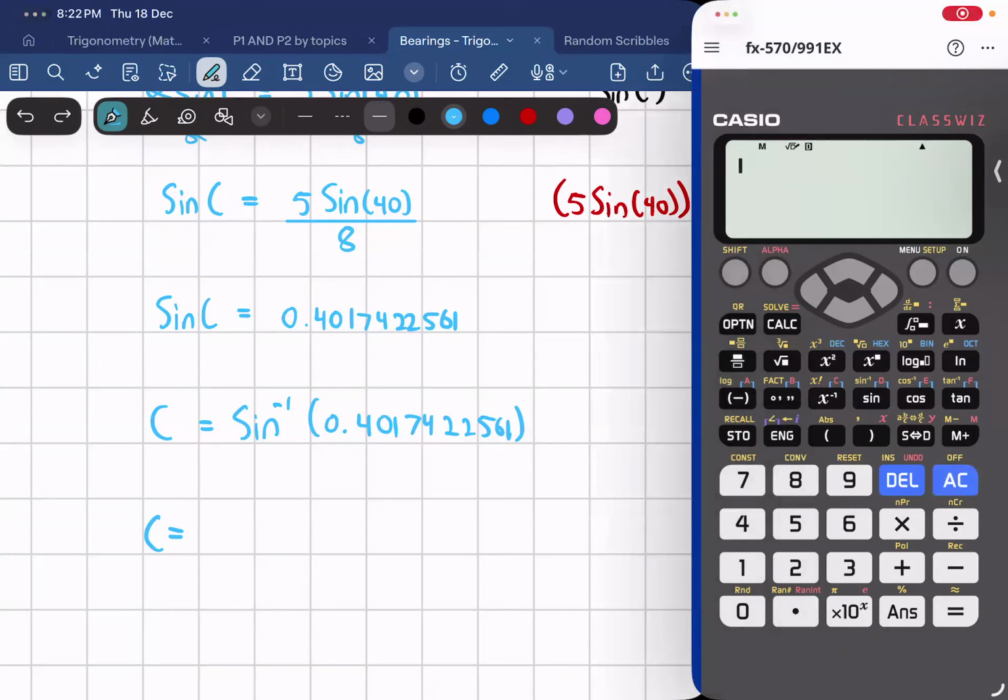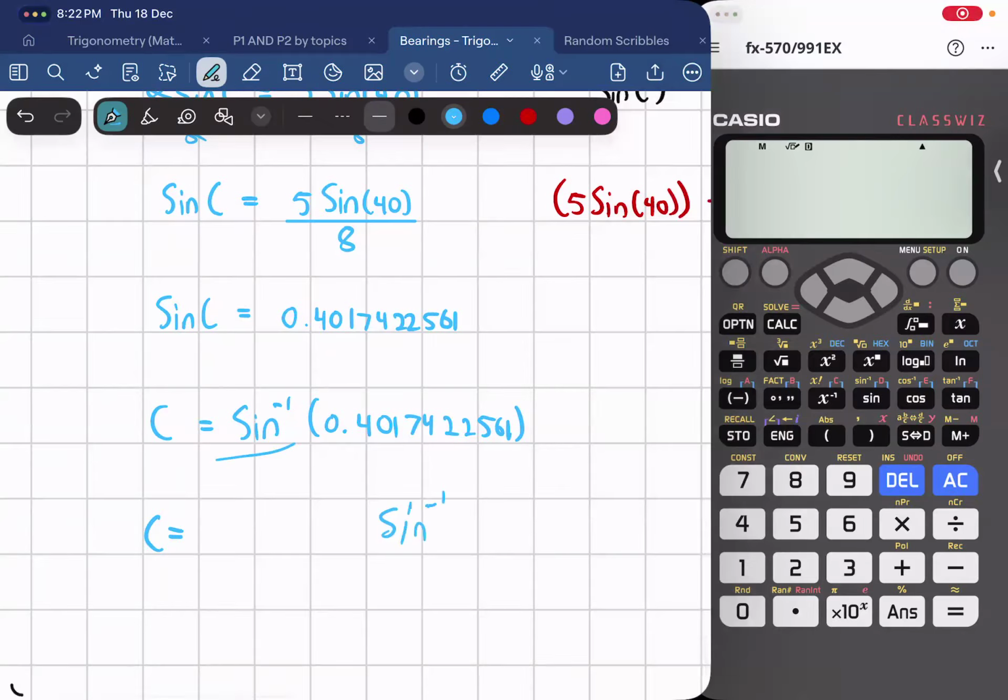Wait, when you press, okay, to get sine inverse, you need to press second function sine. Are you seeing a little sine minus 1 pop up? Yeah. Then in brackets, you're going to put 0.40174 and so on. Okay, plug in everything, right? Yes. And you should get 23 point something.